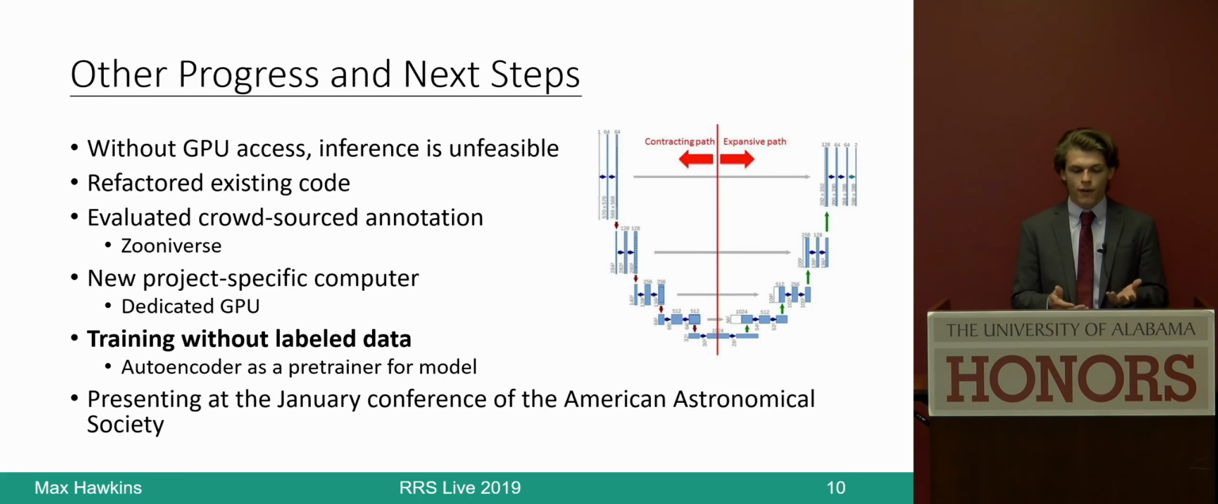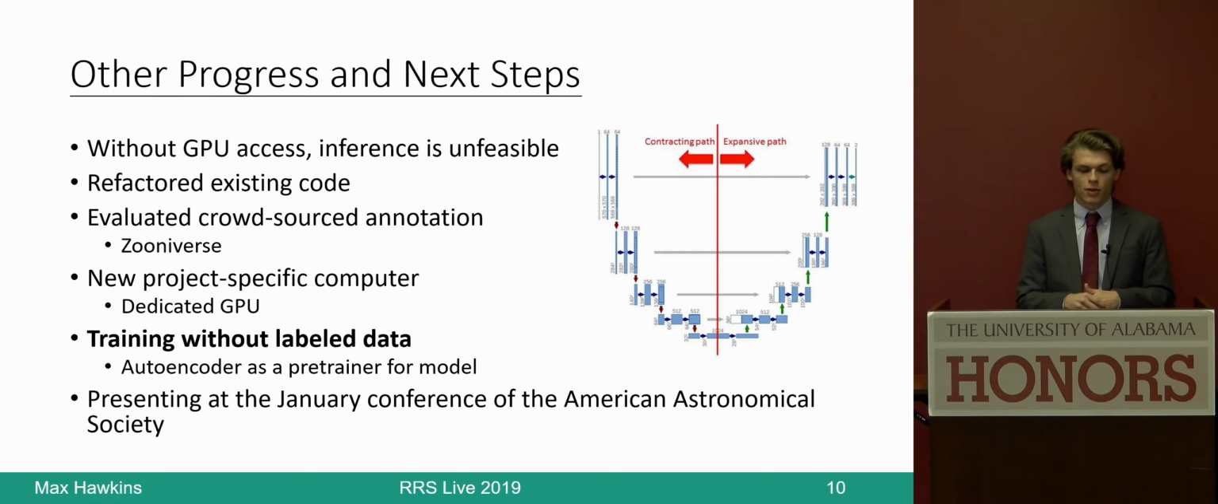So this fall, we've also been working on some other things. Since we haven't had access to a general processing unit, inference over a 20 terabyte data set is unfeasible. So I've been working on refactoring the existing code and working on crowd-based annotation so that I don't have to annotate all 20 terabytes myself. But just last week, we got the new project-specific computer up and running with a dedicated GPU and over 100 terabytes of storage. So we can store the entire project on there and have access to great computing resources.